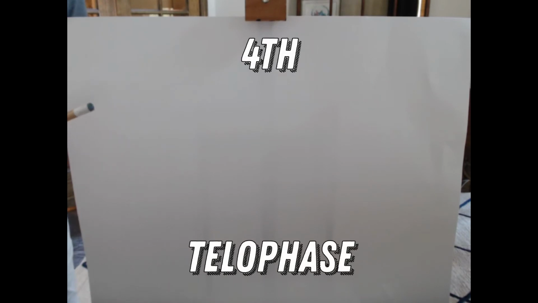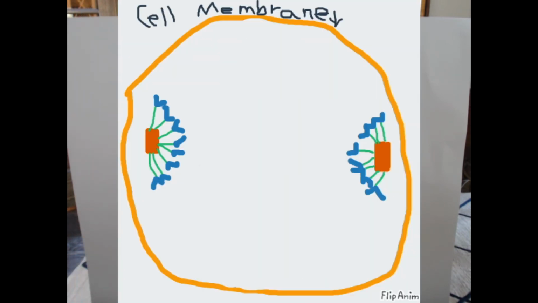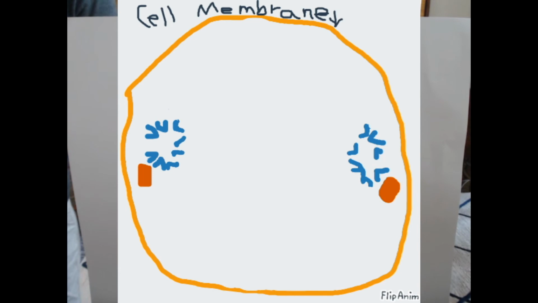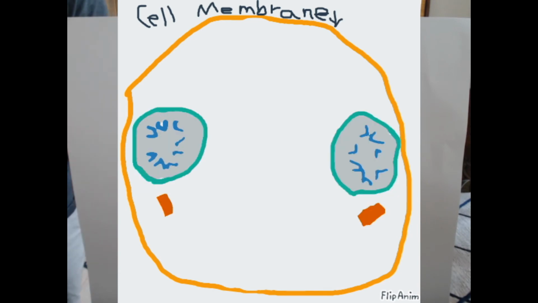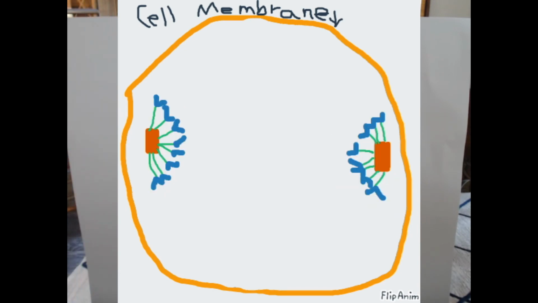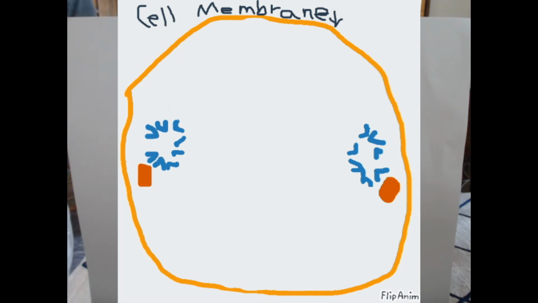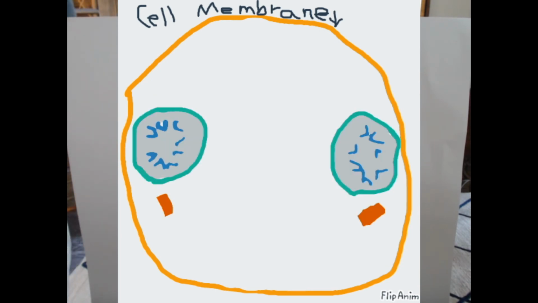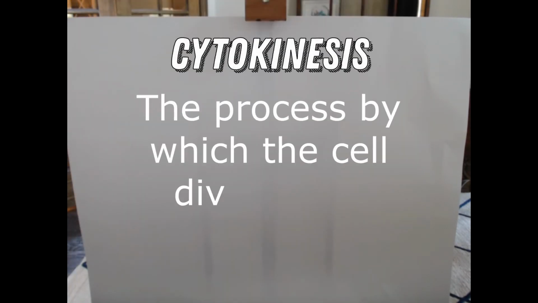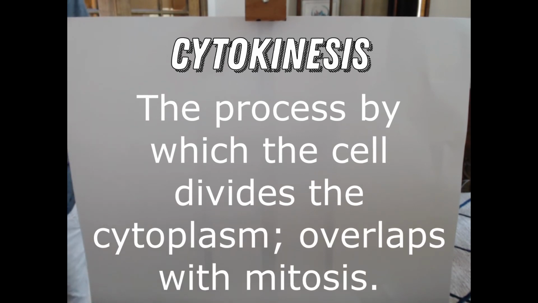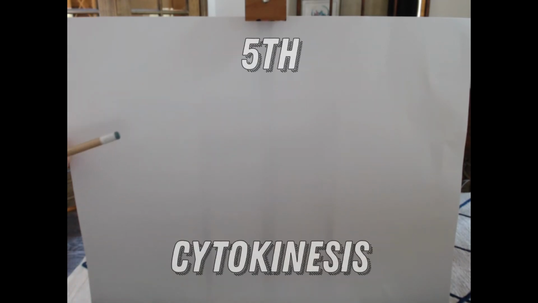In the fourth phase, telophase, the spindle fibers dissolve, nuclear membranes reform around each set of chromatids, and the chromatids uncoil back into chromatin. Now that the cell has 2 sets of DNA, we just have to divide it. Cytokinesis is the process by which the cell divides the cytoplasm. It overlaps with mitosis, so we just consider it the 5th phase.